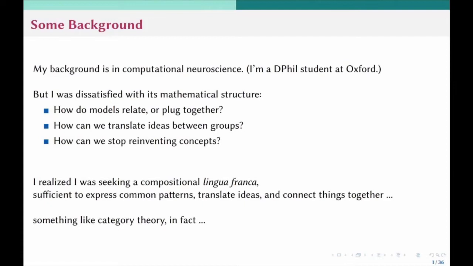And the reason that I did that was that I was dissatisfied with the mathematical structure of computational neuroscience more generally. So I wanted answers to questions like, how do models relate to each other? How do they plug together? And how do we understand that resulting model? How do we translate ideas and concepts between different research groups? And how can we stop reinventing the same concepts all over and over again?